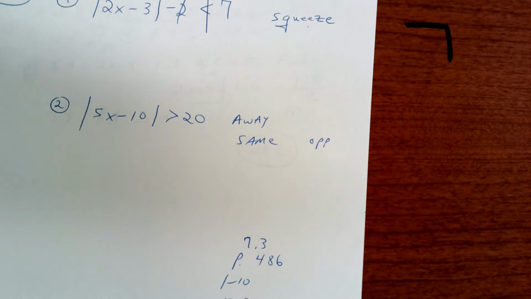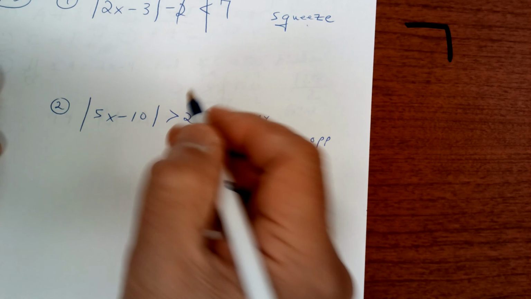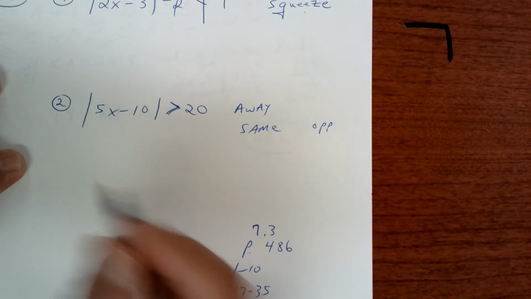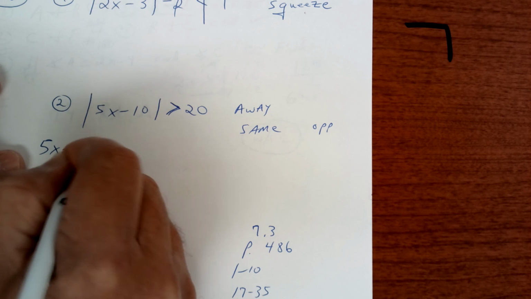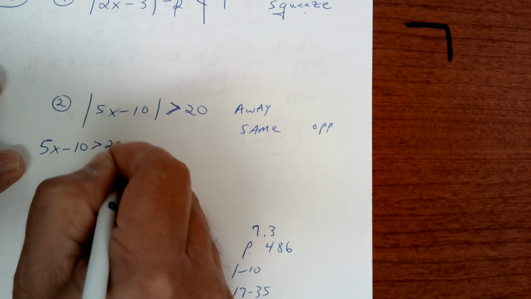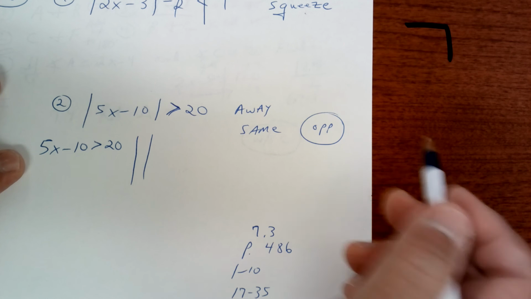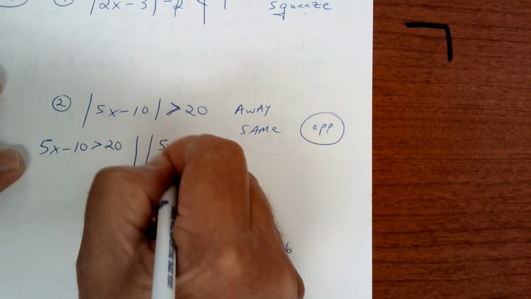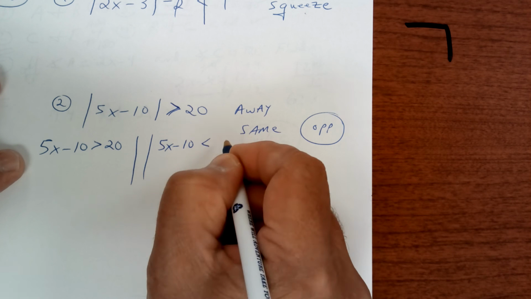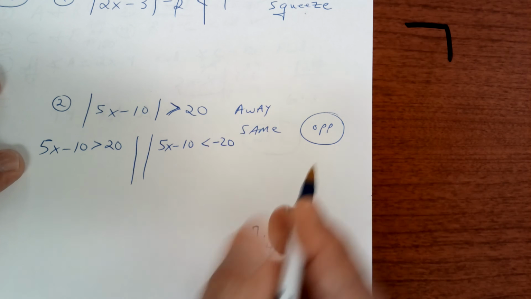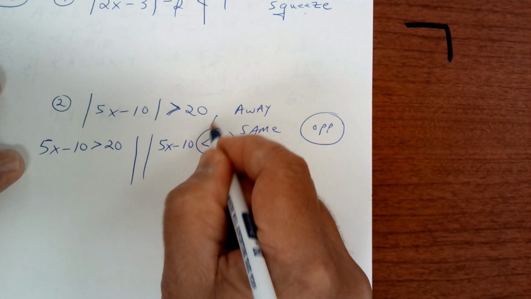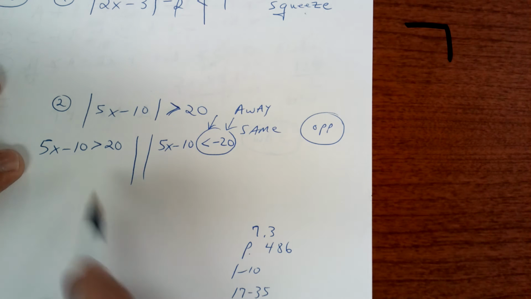This one points away. If it points away, it's going to be the same exact thing like this. And then you got to switch it and write the opposite. So you're going to put 5x minus 10 is less than a negative 20. Okay, switch the inequality and opposite. And then you work these out and you have your answers.